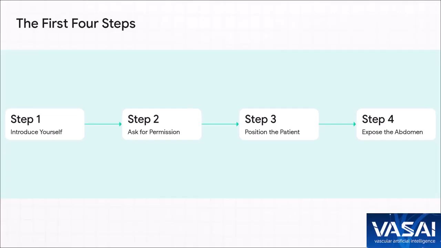First, introduce yourself. Then, ask for permission. Next, position the patient. Make sure they're lying flat. And finally, expose the abdomen properly. We're talking from the xiphisternum right down to the pubic symphysis. And a key point here, always maintain the patient's dignity by keeping the groin covered. It's a huge marker of professionalism.